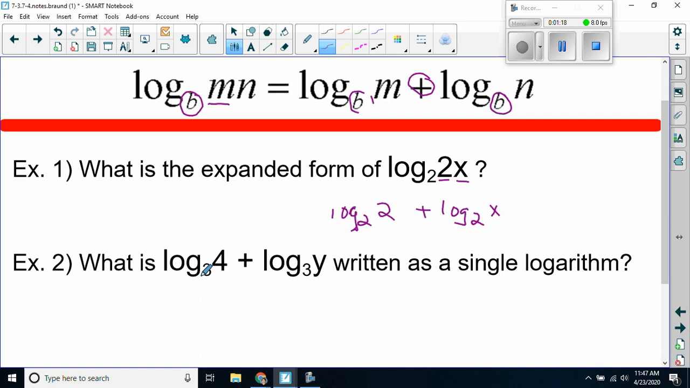So to go backwards here, if I have 2 logs, notice in the middle I see a plus sign. When you see that plus sign and both bases are the same, please make sure you check that, because if the bases are different, you cannot use these properties, okay? You either have to change them to be the same base or just don't use the properties. So the bases have to be the same. So if I'm adding them, that means that I can put them together by multiplying. So I will keep the 3 as my base, and then 4 times y is 4y. So that's the same thing as log base 3 of 4y. So that's your product property.